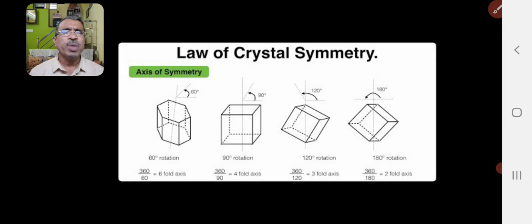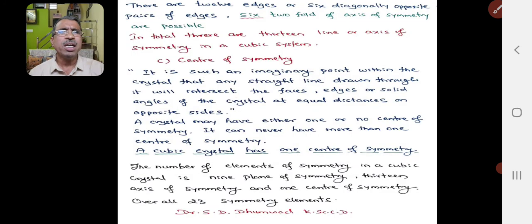In total, how many axes of symmetry? 3 plus 4 plus 6 gives 13 axes of symmetry. This is what I have written here. There are 12 edges, or 6 diagonally opposite pairs of edges, so 6 twofold axes of symmetry are possible. In total, there are 13 axes of symmetry in a cubic system.